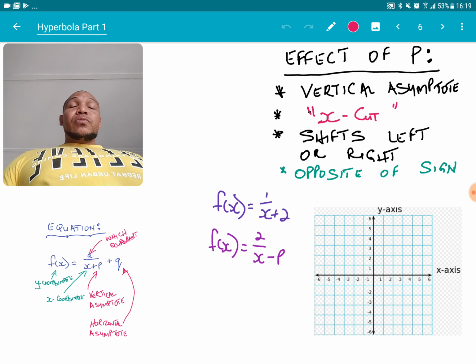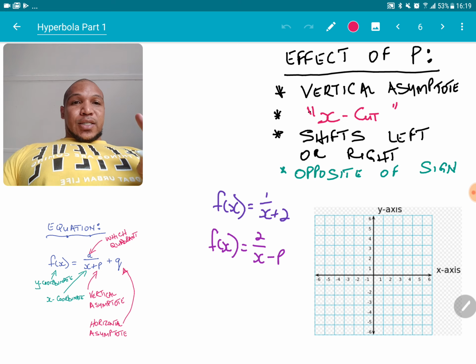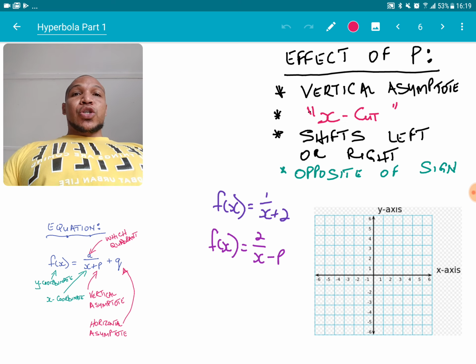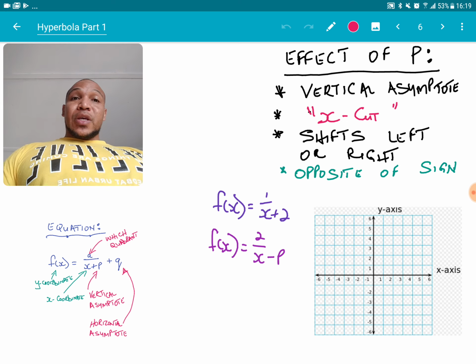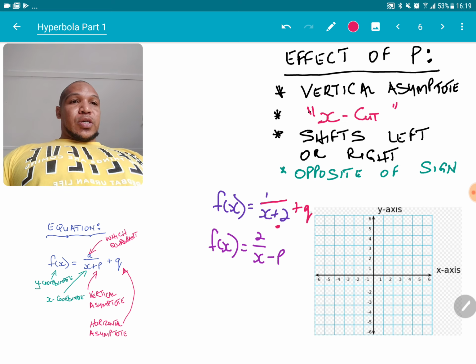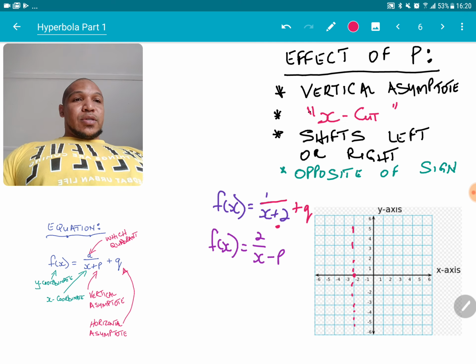Effect of P. P will be a point on my x-axis, but when the sign in the equation is positive, then my point will be negative. When it is negative, then the point will be positive. So here we have plus 2, and this is obviously plus q there. So this is my P value here. That would be -2 because it's positive there, and that would be my vertical asymptote.